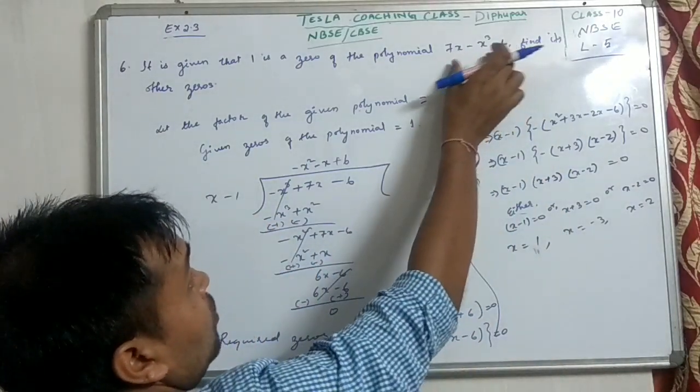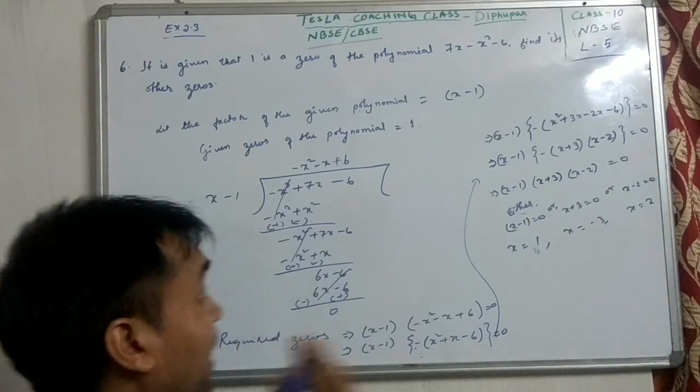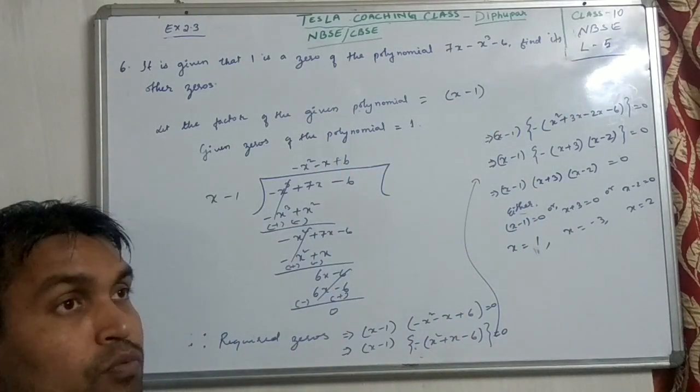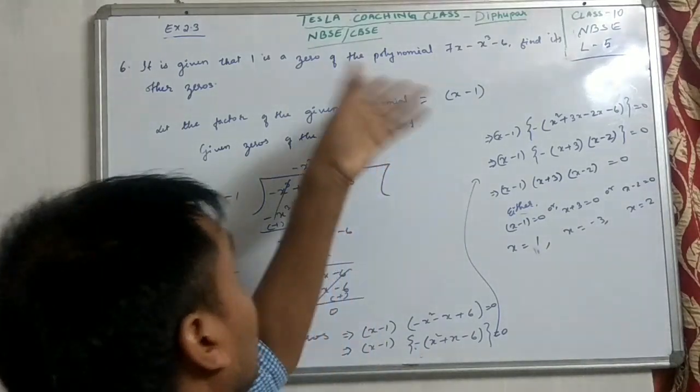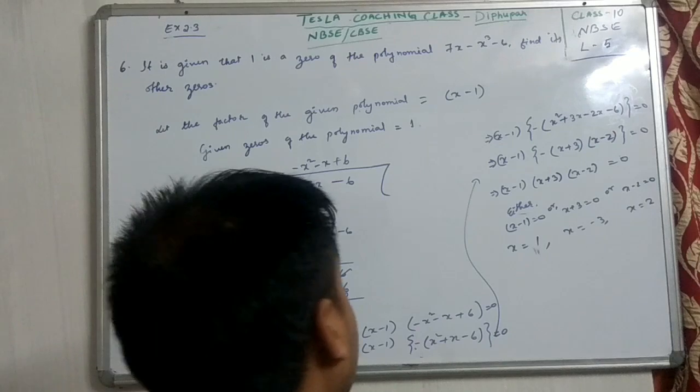So this polynomial's 1 zero is given. That means the value of x is given here, 1, and find its other 0. That means we are going to find another value. One value of x is already given, another value of x we are going to find out in this question.